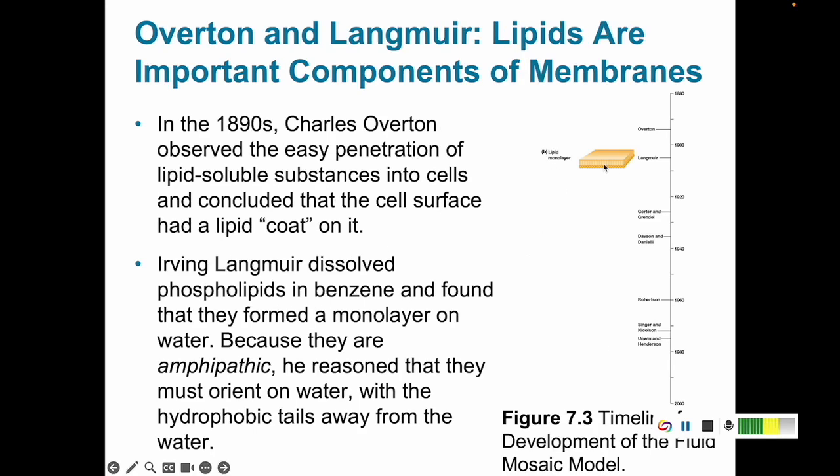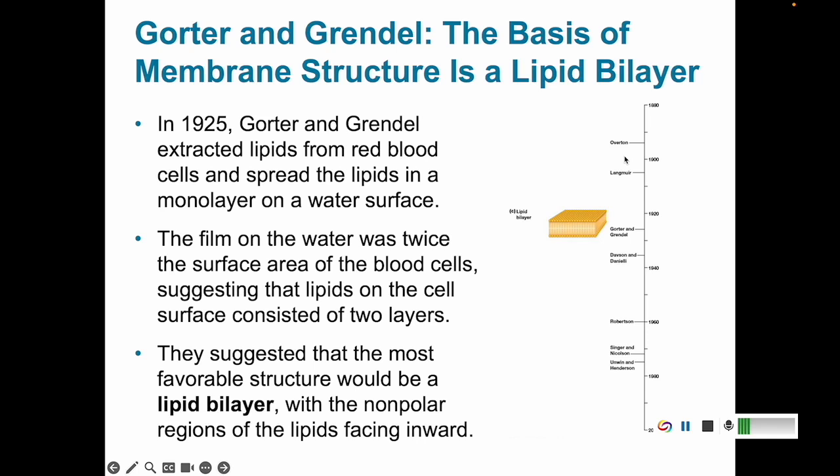They came up with this idea of a lipid monolayer surrounding your cells, these phospholipids forming a layer around your cells. In 1925, we still do not have microscopes that can see the cell membrane, but Gorter and Grendel are taking lipids from red blood cells and spreading them out as a monolayer. And they discovered there was twice as much surface area as it would actually take to cover those blood cells.